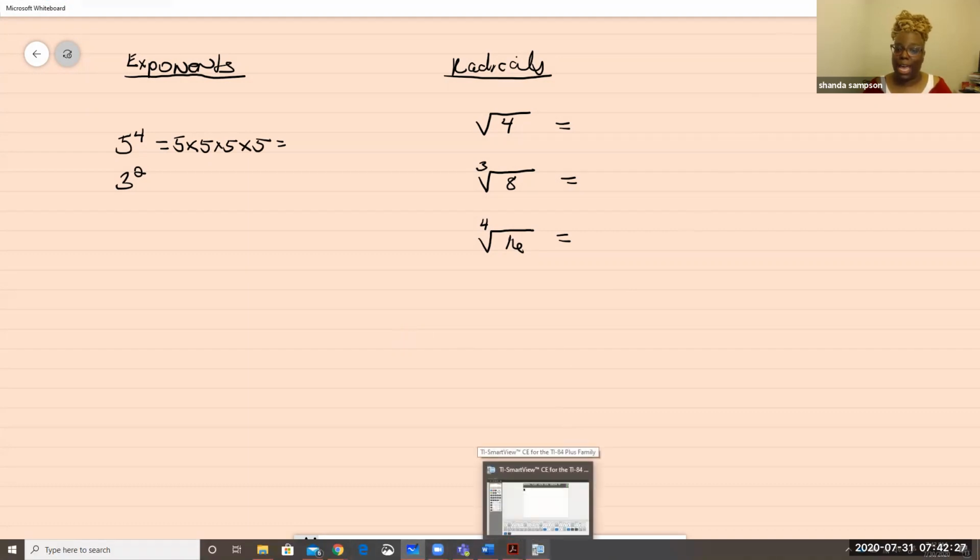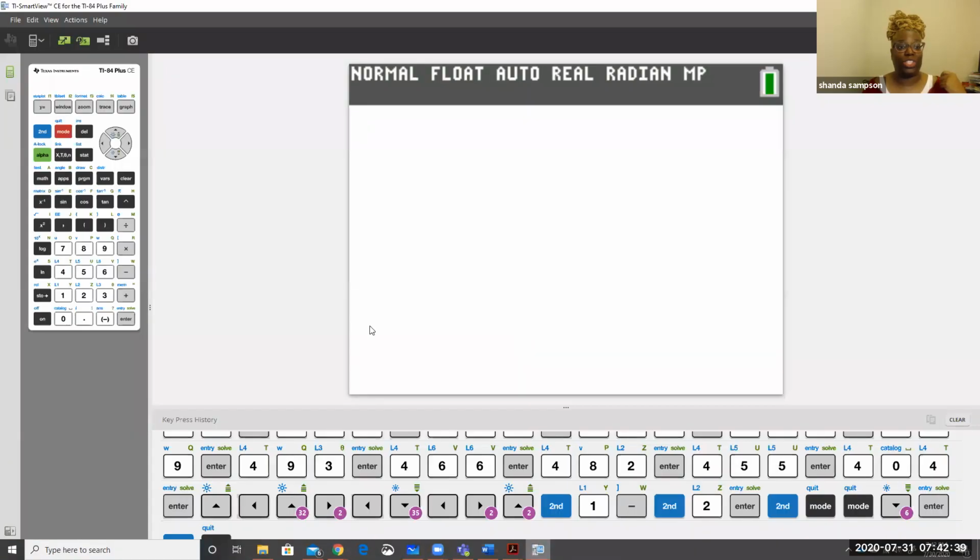I'm using a TI-84 CE calculator, but this should work for any TI calculator that you have. And if it doesn't work for yours, please comment down below and I'll tell you how to use the TI. I'm not good with the other ones, all right?